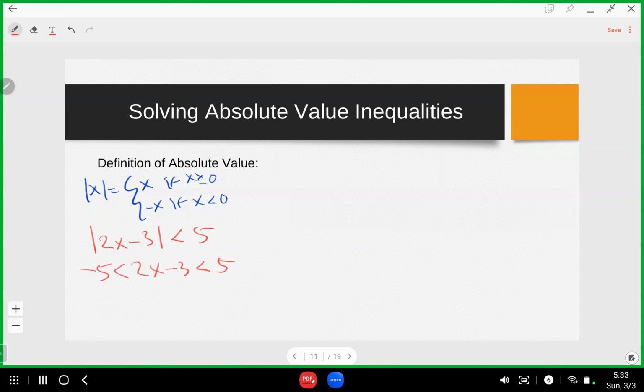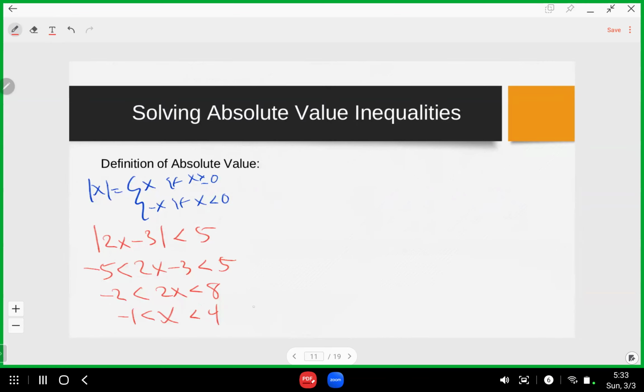Because absolute value is the distance from 0, right? So if the absolute value, the distance from 0, is less than 5, then you know what's inside the absolute value has to be in between negative 5 and 5. So now you can turn this into a compound inequality, only when it's less than a number. Now you can solve: negative 2 is less than x, which is less than 4. Okay, so now you have, again, closed interval notation.